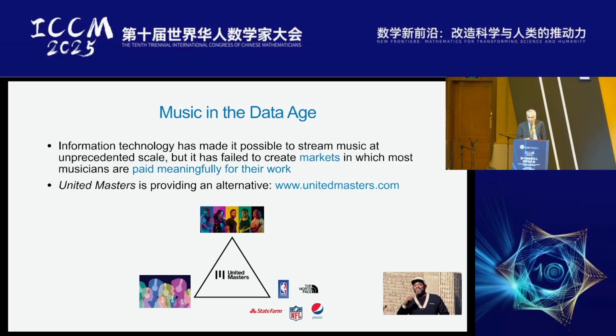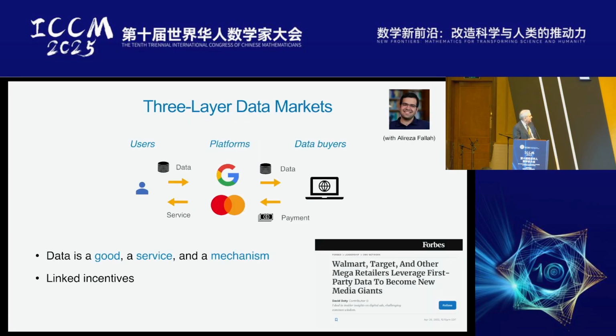Okay, so I don't want to get into the details about the algorithms there, but I do want to do it for a different model. This is something that we call a 3-layer data market. It's with my colleague Ali Reza Falah. It's one that should be familiar to you. Many users will go to platforms to have a service. For example, Alipay.